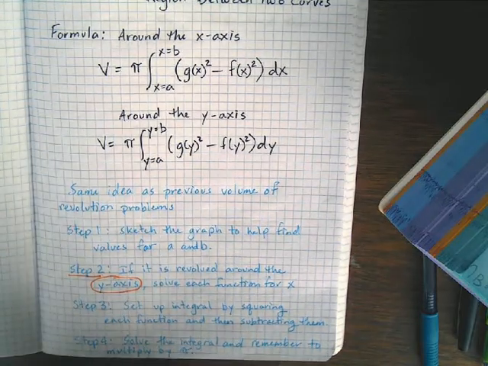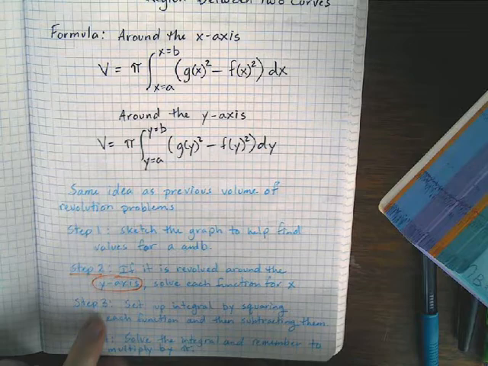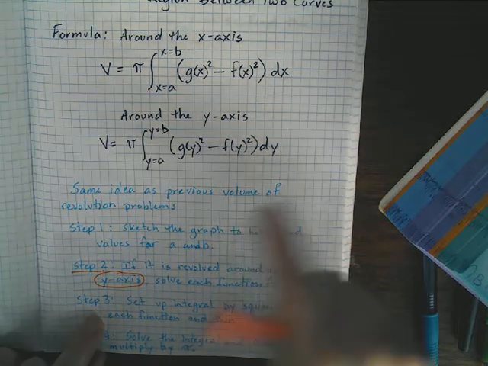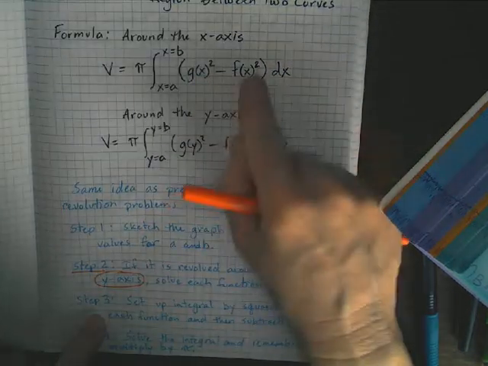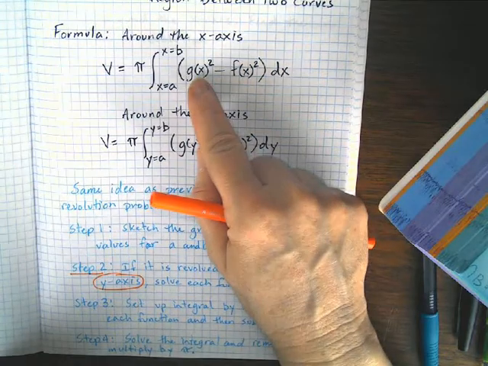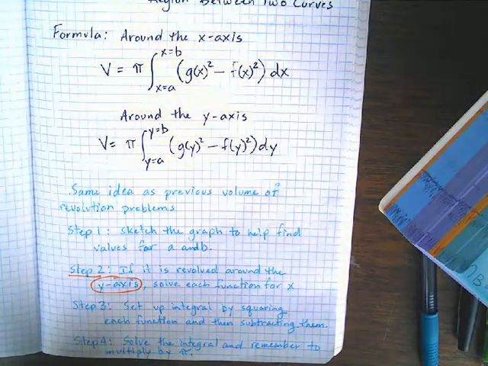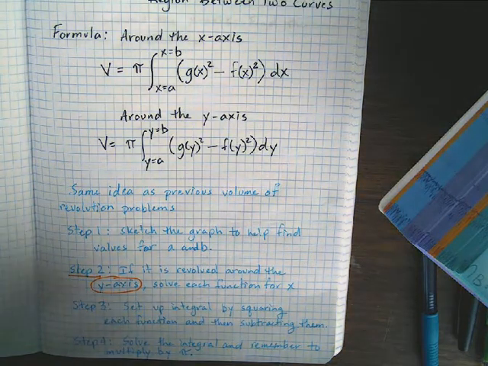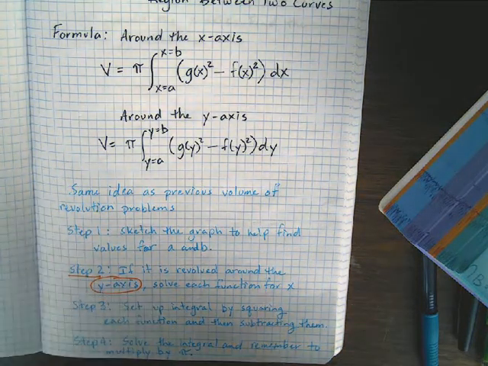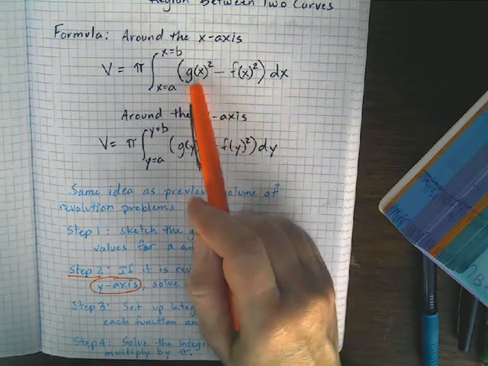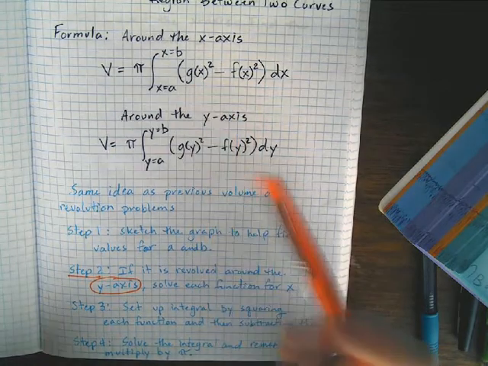Then you're going to set up your integral by taking each of your functions and squaring them, and then subtracting them. Don't try to subtract and then square. That doesn't work. Order of operations: you can't mix up squaring and subtraction. You have to do it in the right order. So square each function, then subtract, then you can integrate.